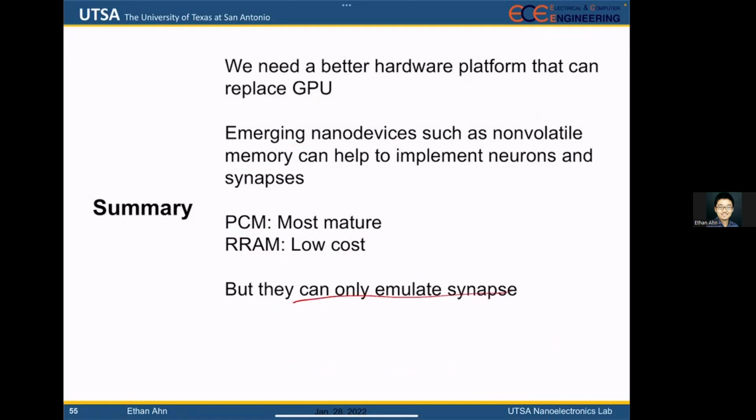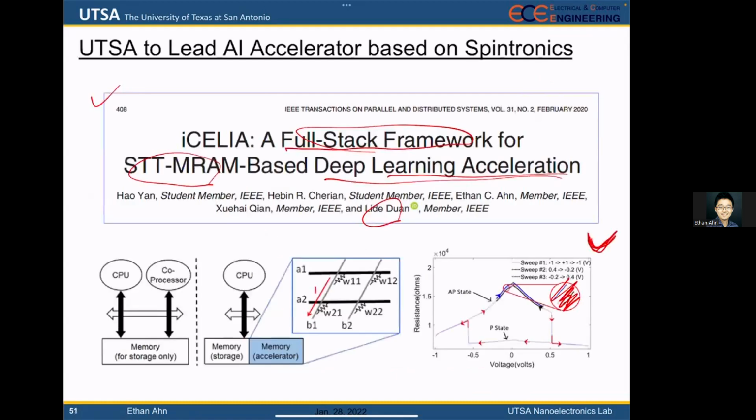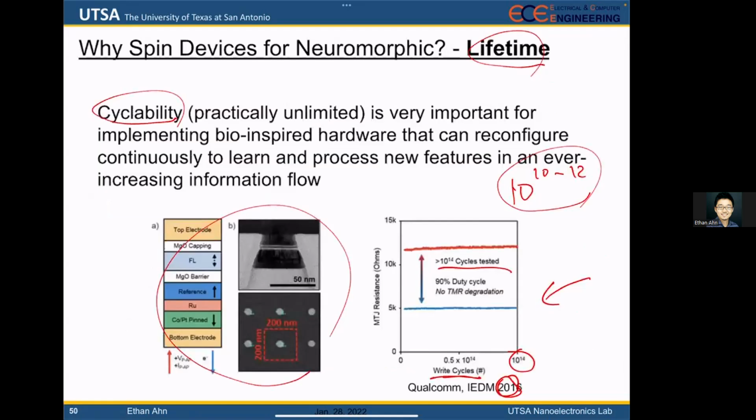Let me go back to some slides here. This is a material stack of conventional STT-MRAM here.